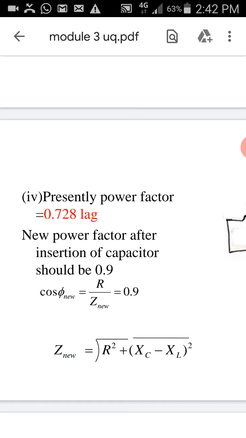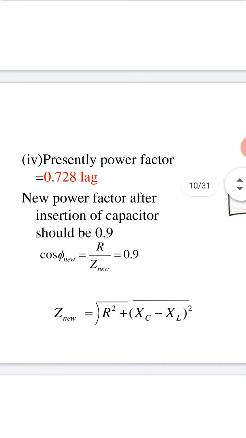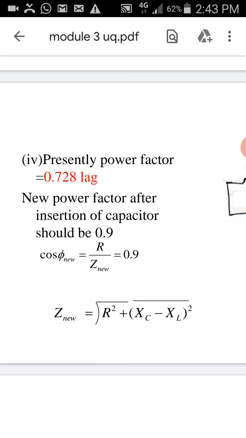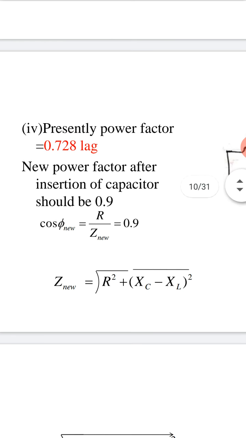So Z new is equal to root of RLC circuit. When you learn the derivation, you can see for an RLC circuit you have square root of R square plus XC minus XL the whole square. Now here you can take it as either XL minus XC or XC minus XL, but I am taking XC minus XL because the power factor is improved. Power factor improved means the capacitive effect is greater, so you should substitute as XC minus XL. If the inductive effect is greater, then XL minus XC.